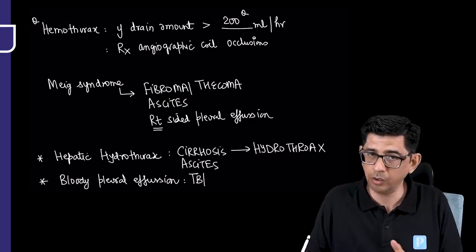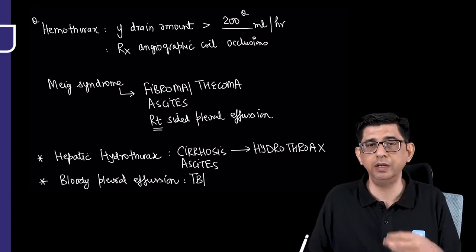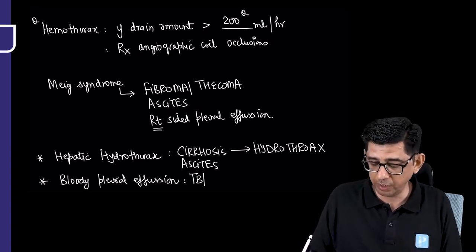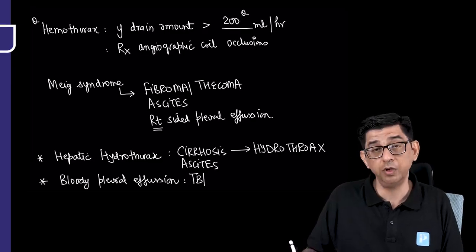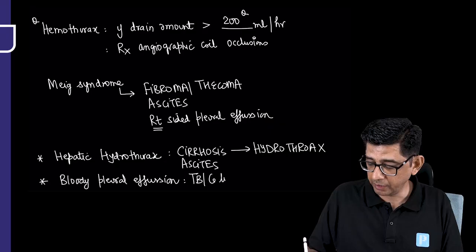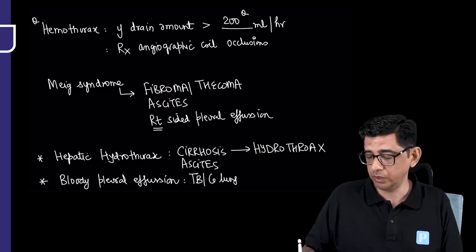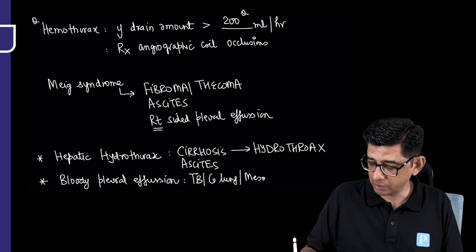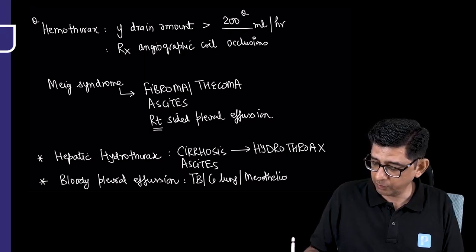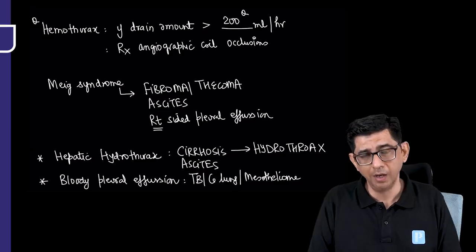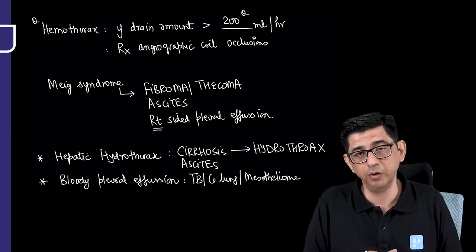I'm not writing trauma, understandable. I'm not writing bleeding diathesis like warfarin toxicity, understandable. Bloody pleural effusion can be seen with TB. It can be seen with lung cancer, and it can even be seen with mesothelioma as well. So these are a couple of causes where we can have a bloody pleural effusion as well. These are the details for this topic that you need to remember.